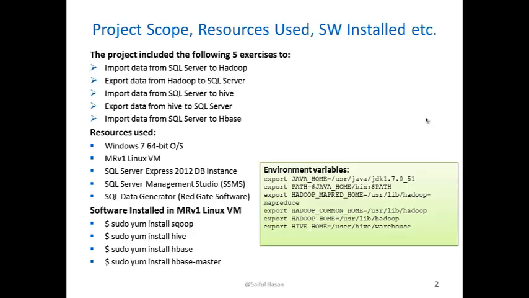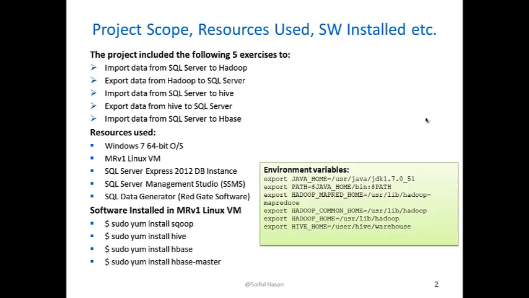The resources that were used were a Windows 7 platform, 64-bit OS, MapReduce version 1 installed in a CentOS Linux VM, and a SQL Server Express 2012 database instance created in Amazon Web Services using their RDS SQL service. SQL Server Management Studio, the client application to connect to the SQL DB instance in AWS, was installed on the PC, and a third-party tool, SQL Data Generator from Redgate, was used to create the test data.